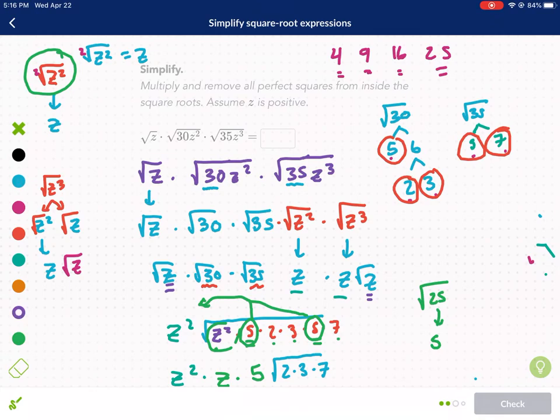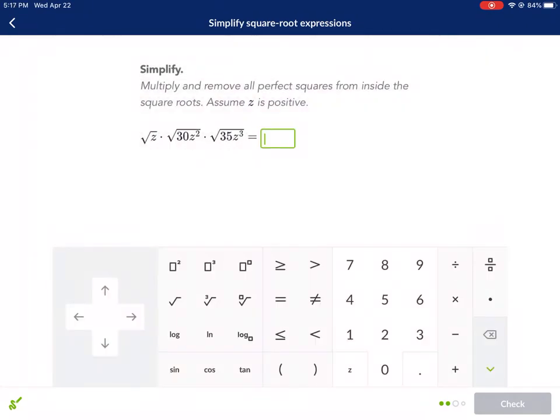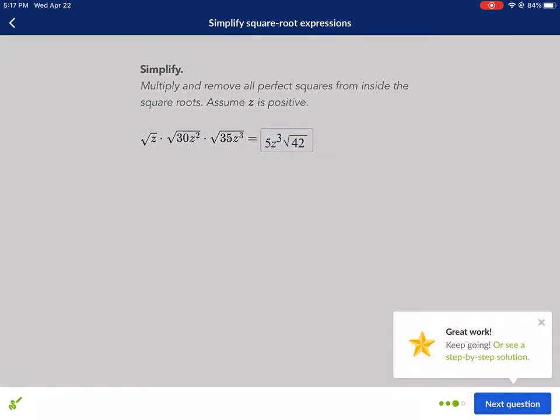Now we can combine like terms outside. Z squared times z gives me z cubed, but I have a 5 in front, 5z cubed. And this times the square root of 2 times 3 is 6, times 7 is 42. And this becomes my final answer. Really long, involved problem here, but definitely teaches you a lot of different concepts all at once. So the answer is 5z cubed times the square root of 42. Check that answer. Good to go.